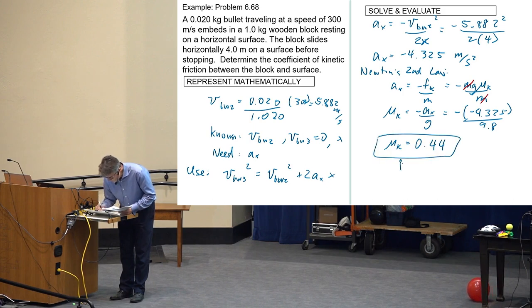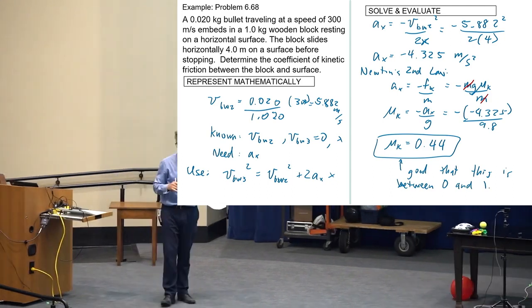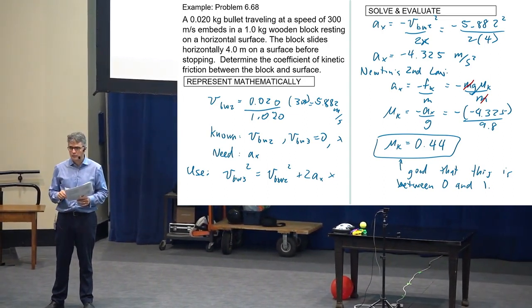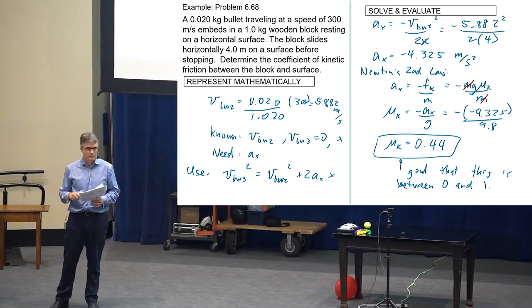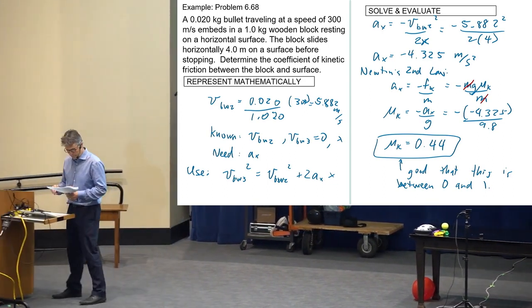And I'll just note that it's good that this is between 0 and 1. And that's because whenever I look at a table of coefficients of friction, they always tend to be between 0 and 1. So this gives me a little bit of extra confidence that if I got 50 or something like that, I'd be looking for a mistake.